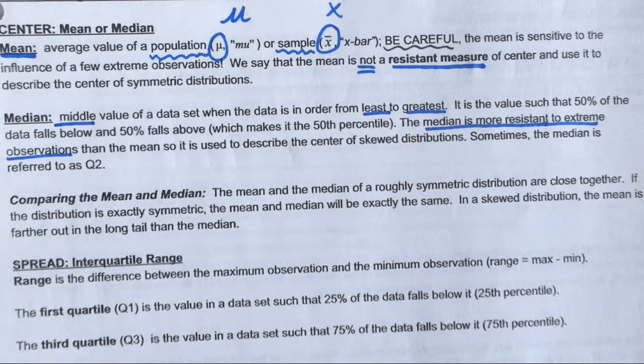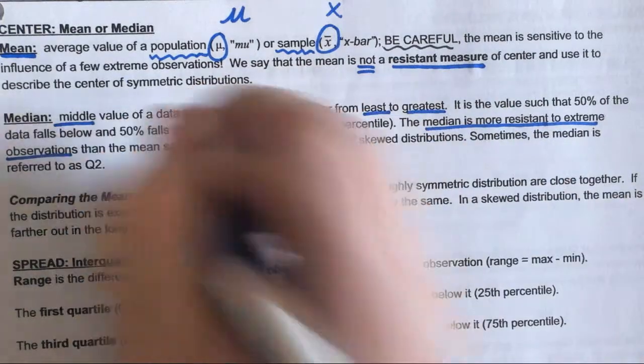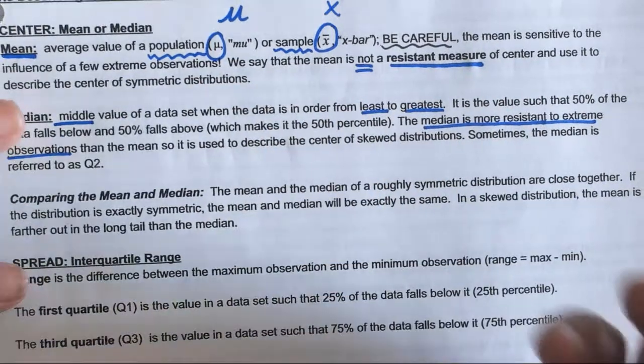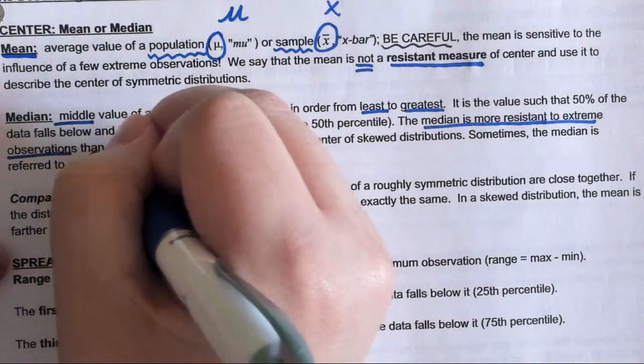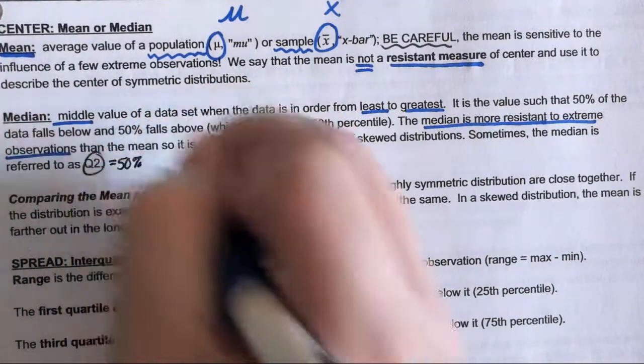And then, to be approximate, where does the median happen? At what percent in life? The median happens at the what mark? At the 50% mark. So, in fact, sometimes the median is referred to as Q2, meaning the middle 50%. It's right in the middle.